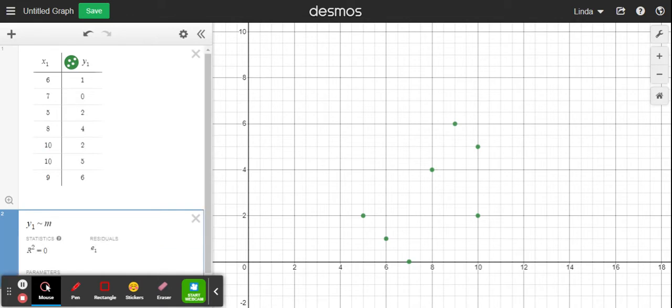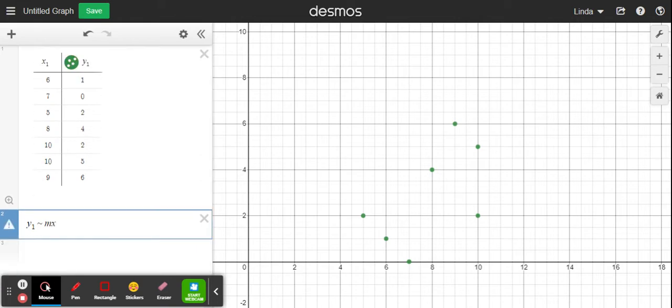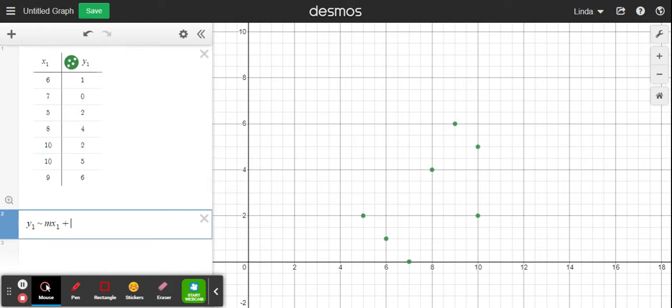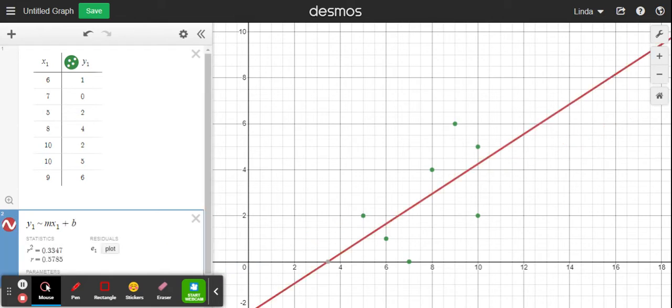We don't know that. So M, and then X, and it's going to give me that little exclamation point saying, hey, there's a problem here. Notice it says X may not be used because there's no list for that. It doesn't know where to go. So give it a sub 1 so that it knows to go up to the table. And we want to know where it would cross as well.